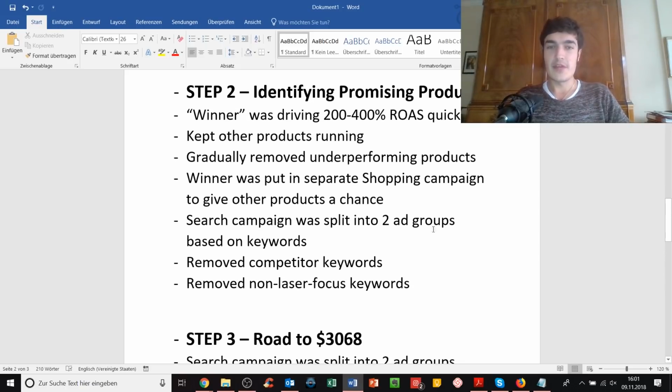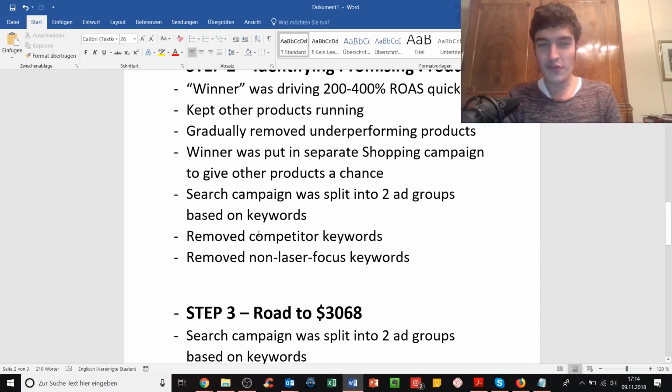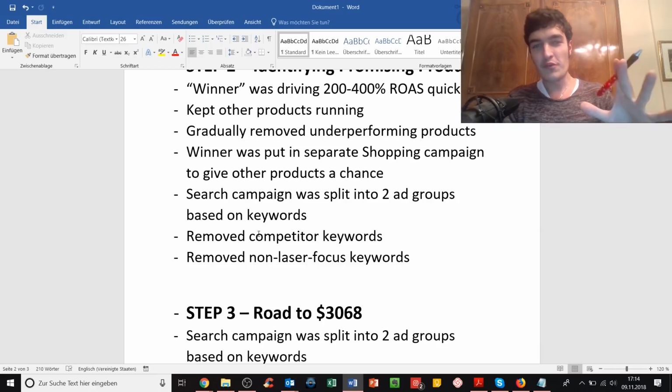So the third step then is the road to $3,068. All right, so the lighting is a little bit different now, a little bit later. I had a little interruption here, but moving on with the third step, the road to $3,068. This is what I did in the next step to hit that milestone that we are looking at now, a little more than $3,000 in the current week at a pretty good return on ad spend.